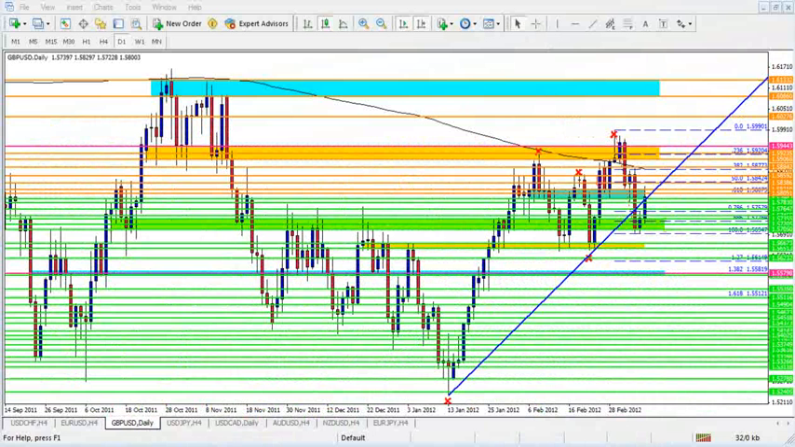I'm going to get started today on the GBP USD, the pound dollar. Let's take a look at the daily chart just so we can get an overview of the current market status. We have been in an uptrend basically since the beginning of the year, highlighted with this blue trend line, showing us the higher highs and higher lows within that trend.